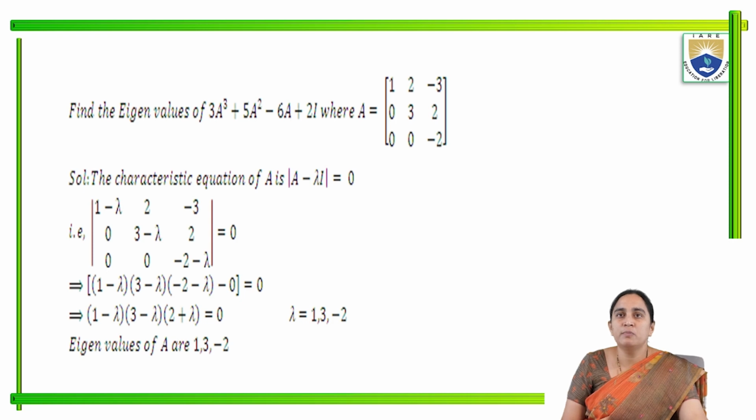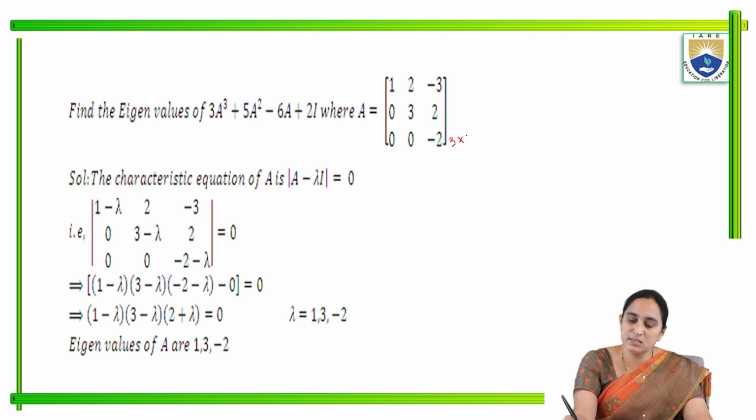to the matrix with rows 1, 2, minus 3; 0, 3, 2; 0, 0, minus 2. Observe the given matrix here. The given matrix is 3 by 3. For that matrix, we have to find eigenvalues of one polynomial form. What is the polynomial form? That is 3A cube plus 5A squared minus 6A plus 2I.